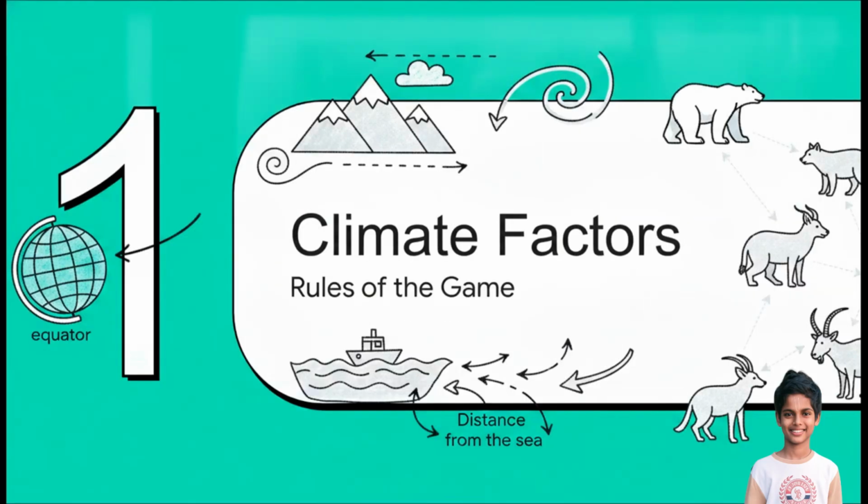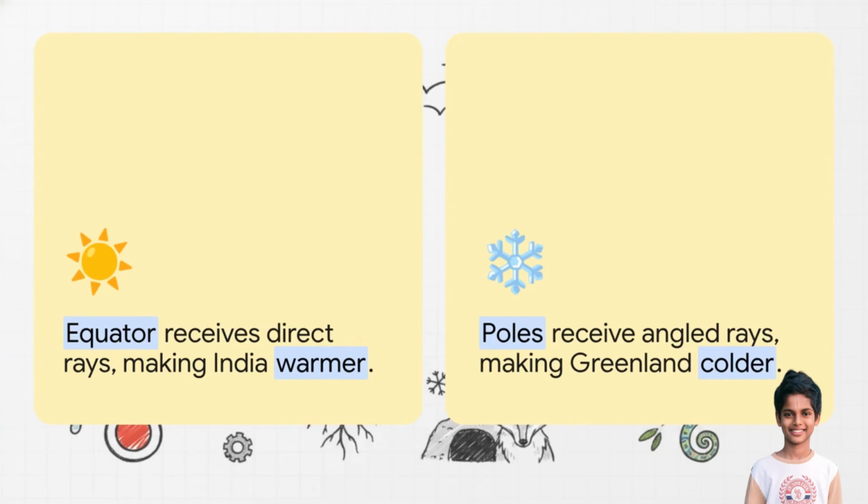Okay, let's dive right into Section 1, Factors Deciding Our Climate, the rules of the game. Before we can understand how animals survive, we absolutely must understand the rules of the game they're playing. You see, the climate of any place on Earth doesn't just happen by magic. It depends on several strict geographical factors.